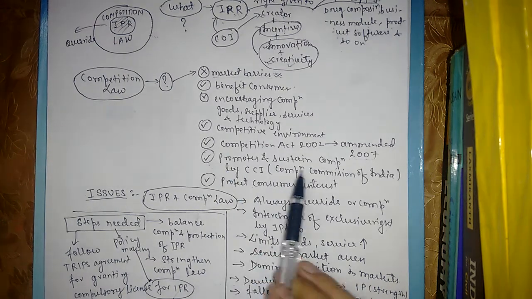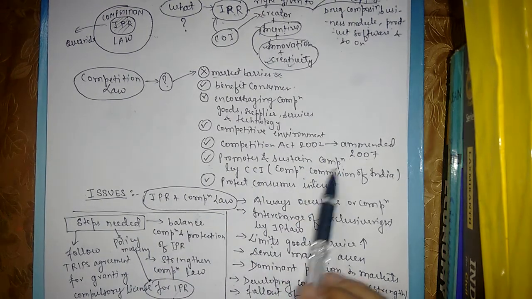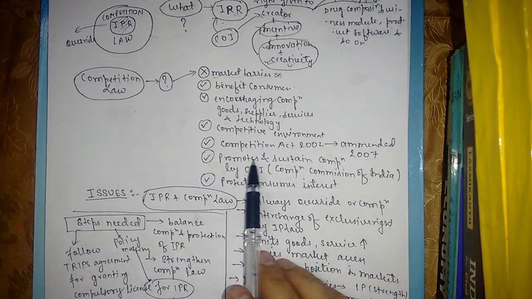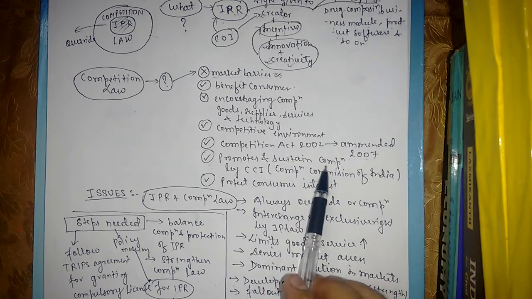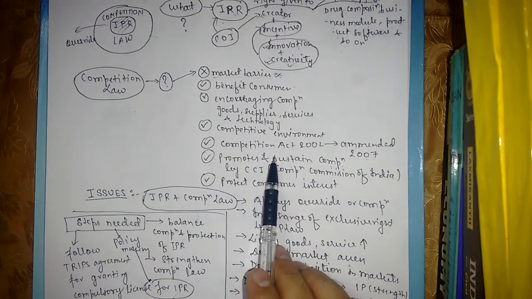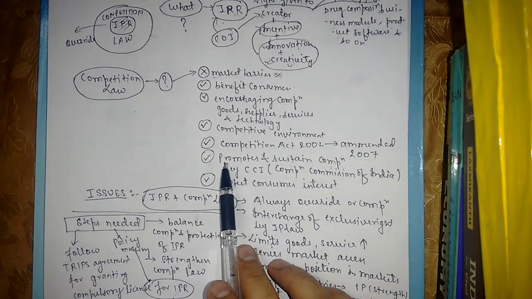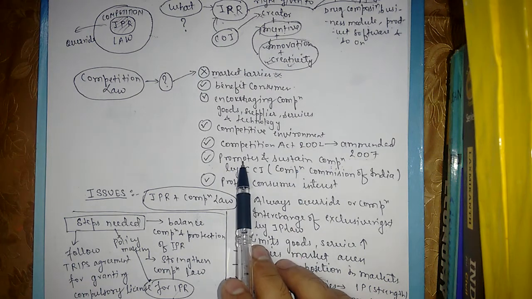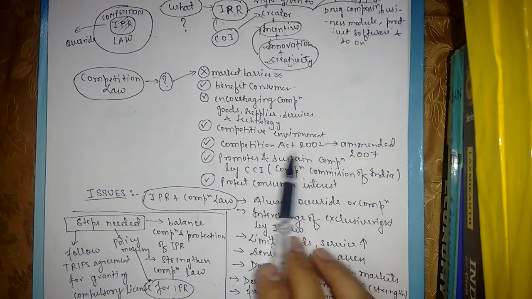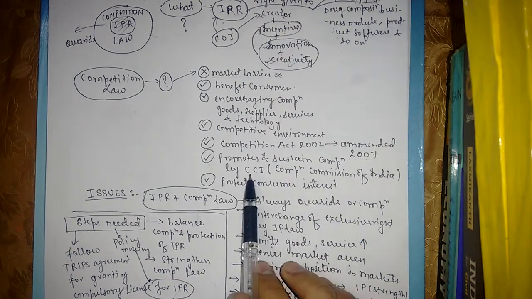Competition law promotes and sustains competition. By what? CCI. Competition must be sustained for a longer period of time, right? So if a creator is doing something more innovative, they are a competitor of other competitors. Their creativity and innovativeness must compete with others, and their creative, innovative ideas must be sustained for a longer period of time, right? Who is giving this right? That is the Competition Commission of India, CCI.